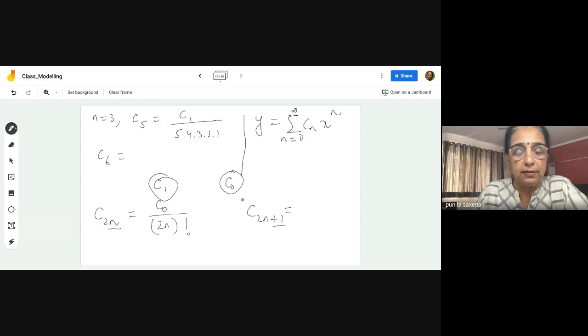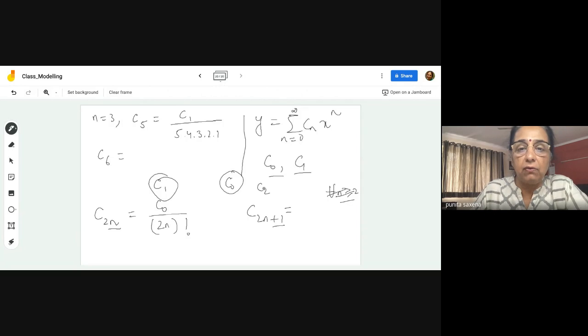Yahi aa raha hai na? Because when n is 0, you have C0 and C1, and this is going to take place for every n more than or equal to 2. When you have to compute C2, what happens when n is 1? You get C2. So C2 had 2 factorial, that's what was coming. C3 had 3 factorial. C4 will have 4 factorial. So basically this is nothing but these terms that you are getting.